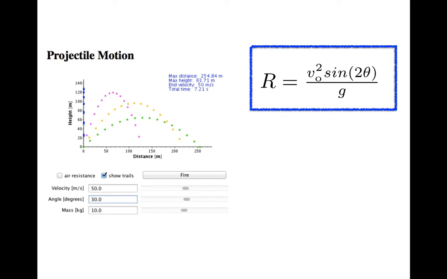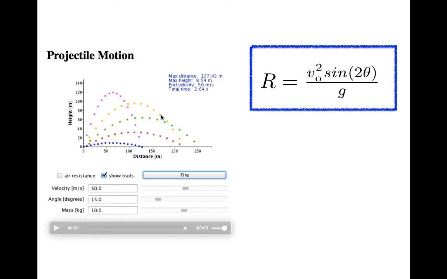Will that behavior continue? When the angle is changed to 30 degrees, you can see that actually the range starts decreasing again, and it looks like it's about the same as the range for 60 degrees. 15 degrees ends up looking like it has about the same range as 75 degrees. Take a moment to see if you can use the range equation to convince yourself that the results you just saw make sense based on the equation. Again, you might even want to pause the video to think about this.